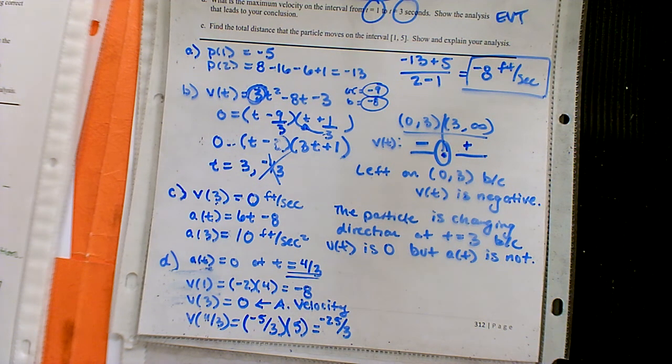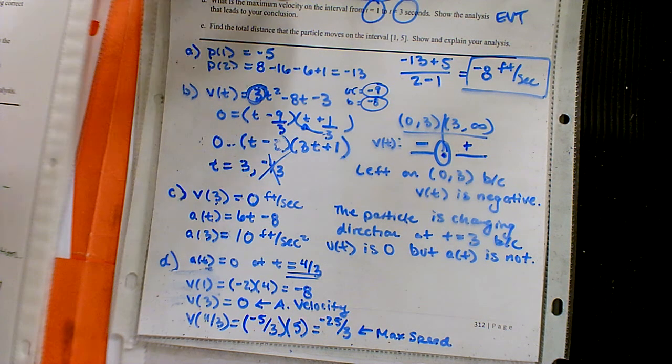What if it said maximum speed? Then it would be this one, right? Because 25 over 3 is the biggest number, you ignore the direction. Okay, there's a difference between the two. So this would be your max speed, the 25 over 3. So we have to be careful in the wording.